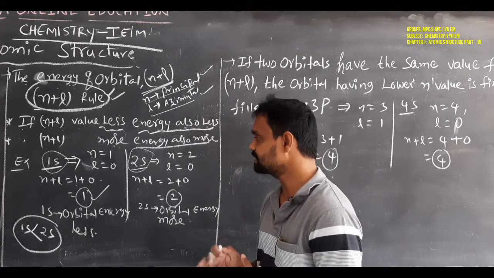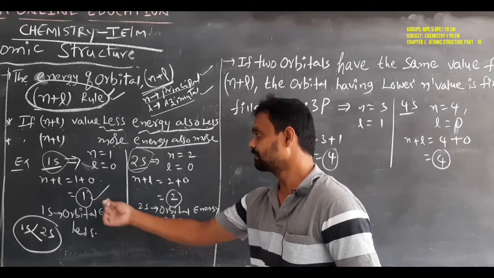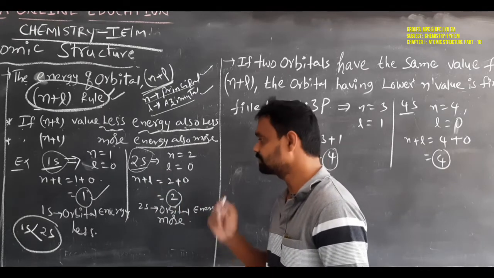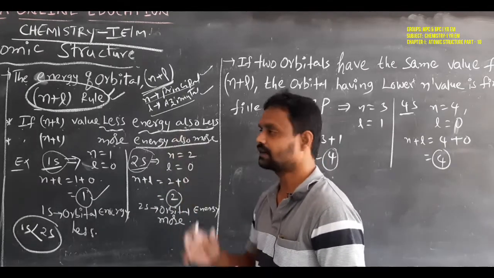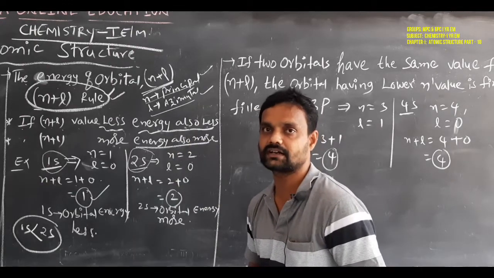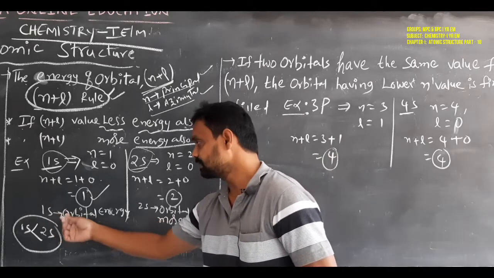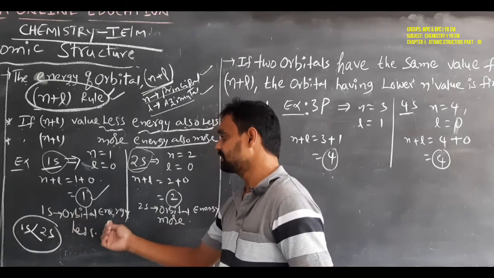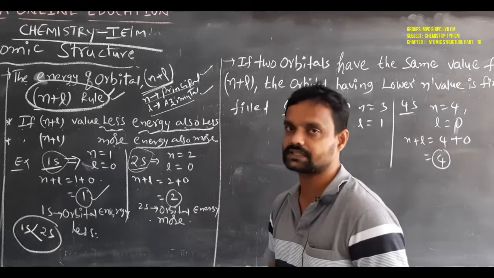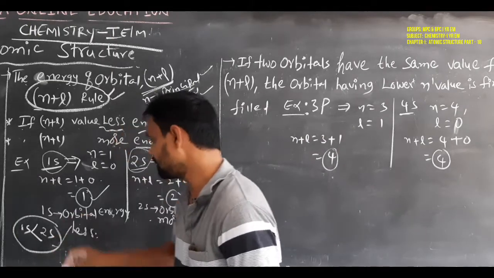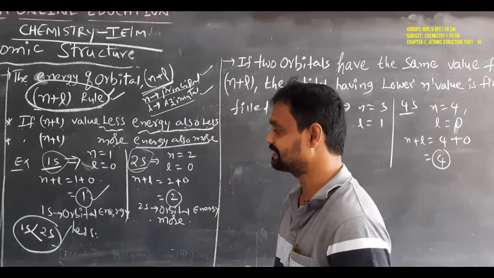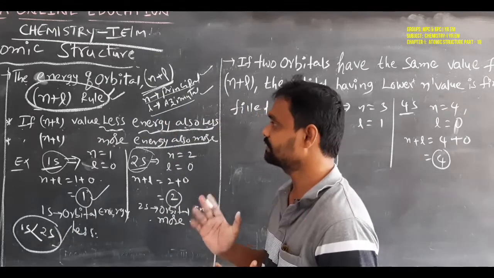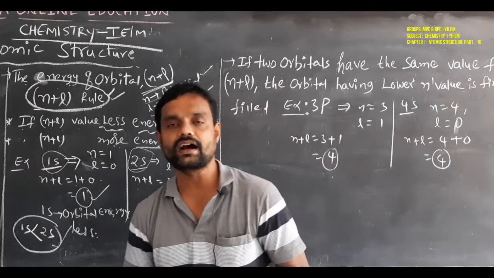When we compare the n plus l values of 1s and 2s, for the 1s orbital it is 1 and for the 2s orbital it is 2. According to our concept, if the n plus l value is less, the energy of that orbital is also less. So the 1s orbital has less energy compared with the 2s orbital. The energy order of these two orbitals is that the energy of 1s is less than that of 2s. This method is used to predict the energy of an orbital.